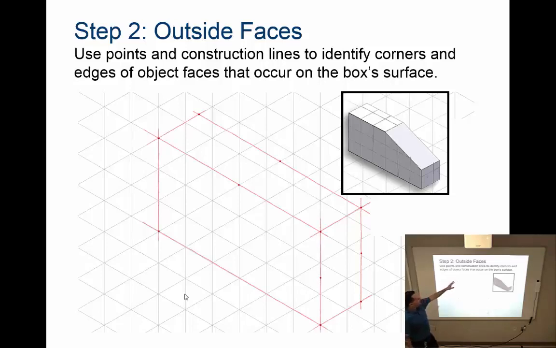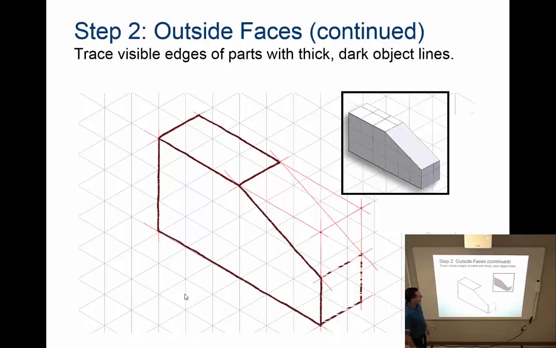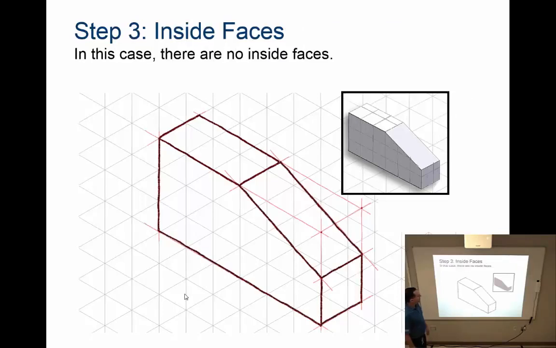Again, I'm going to use points and construction lines to identify corners and edges of the object faces that occur on the box surface. So again, if I count 1, 2, 3 on the top, 1, 2, 3 on the top, and I'm going to use construction lines, very light lines, to draw where those are going to be. Then I'm going to darken those in with object lines. And then in this case, there are no interior faces that haven't been drawn, so I'm done. There's nothing on the inside that I have to worry about.